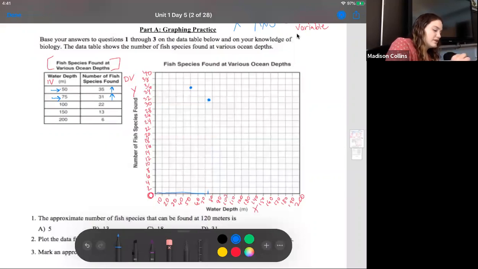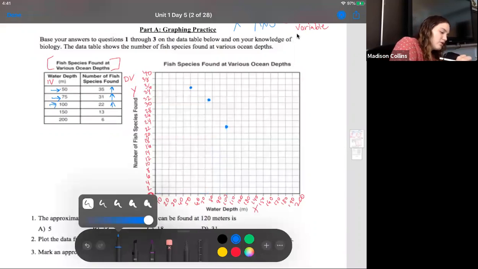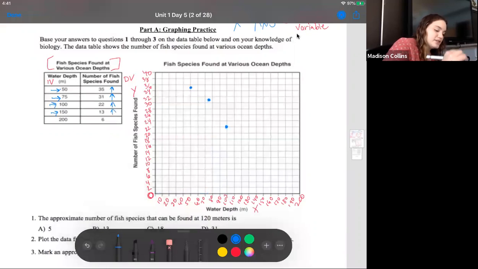All right, next data point, we're gonna go over 100 and up 22. So here's 100, we're gonna go up to 22. That lands perfectly on our scale. Next, we're gonna go over 150 and up 13. So find 150 at the bottom and go up to 13. Remember, we don't have 13 on our scale, so we're going to aim for the middle between 12 and 14.